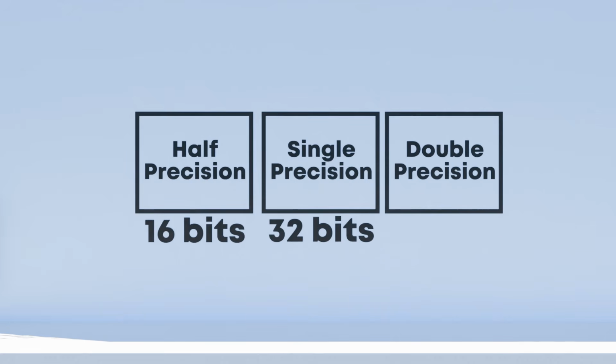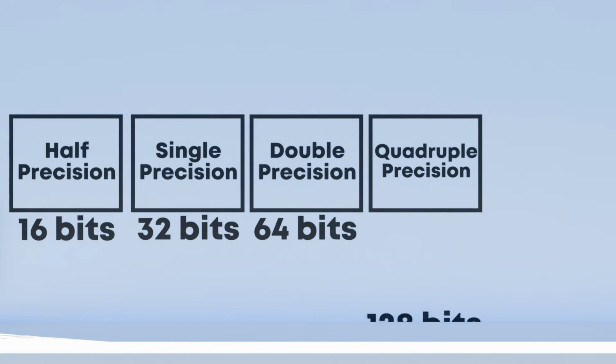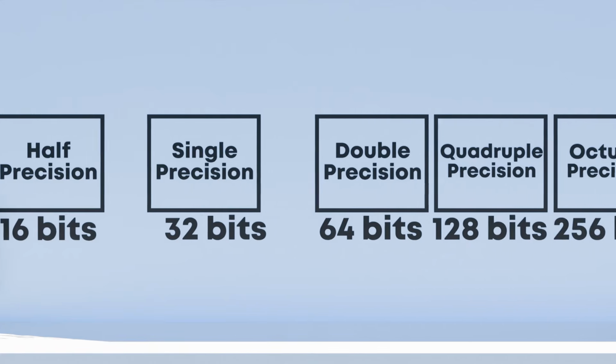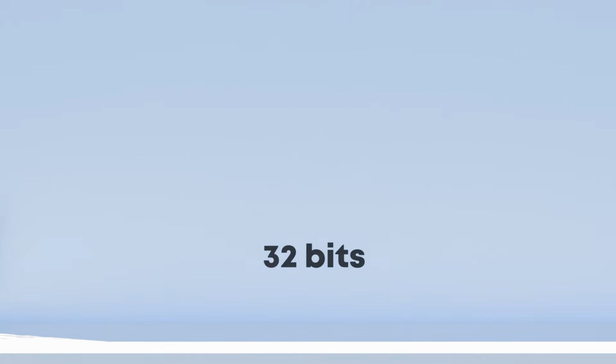Double precision, or doubles for short, which uses 64 bits. Quadruple precision, which uses 128 bits. And octuple precision, which uses 256 bits. Let's look at single precision for now. We have 32 bits to use.